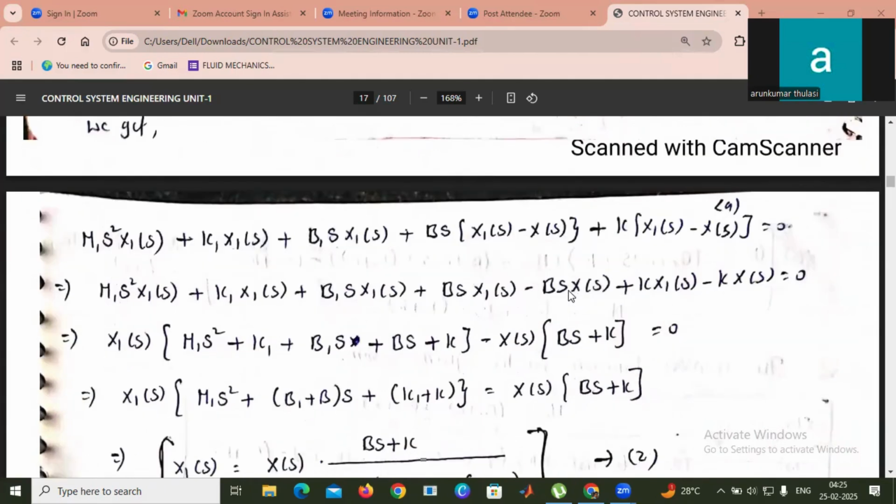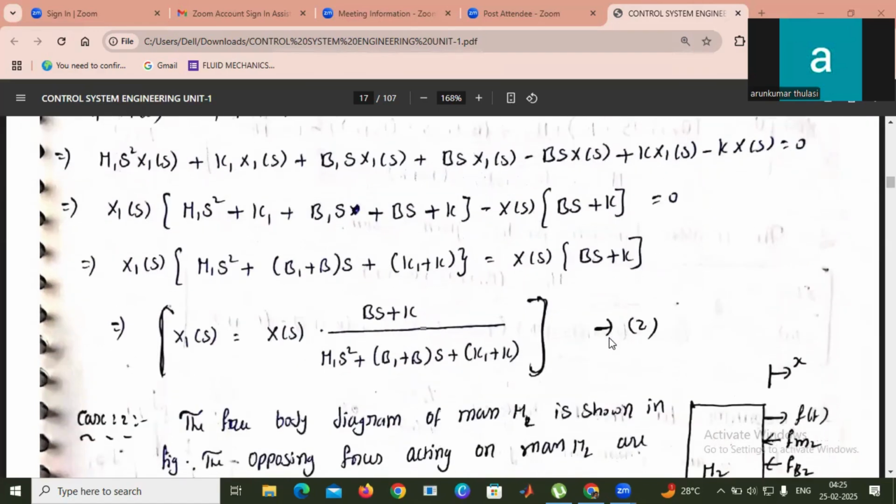Now, we have to bring all the X1(s) terms to one side and the X(s) terms to the other side. So finally, we get equation 2, that is X1(s) is equal to X(s) into (bs plus k) divided by (m1 s square plus (b1 plus b) s plus k1 plus k). So this is the equation that belongs to mass element M1.